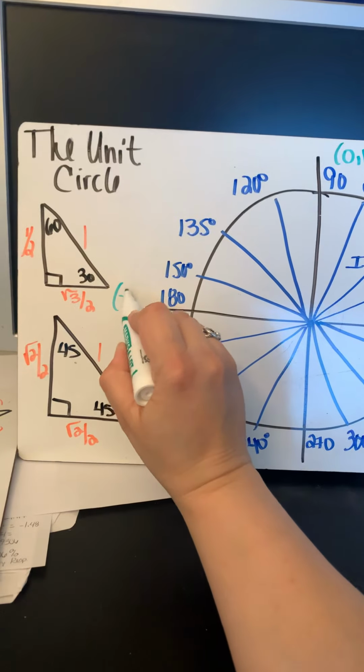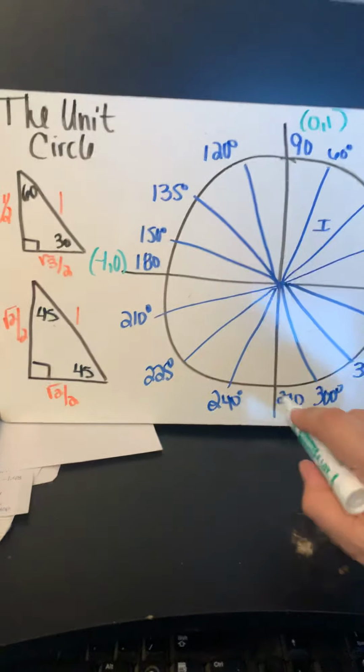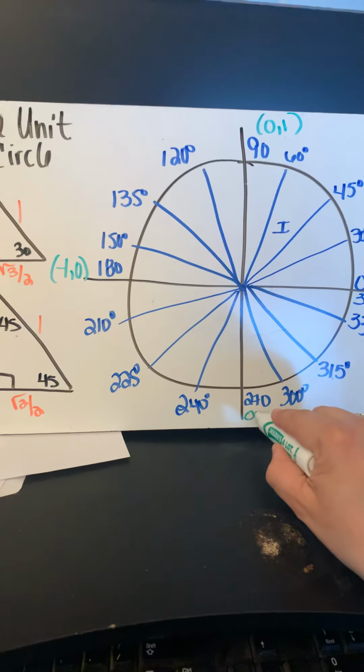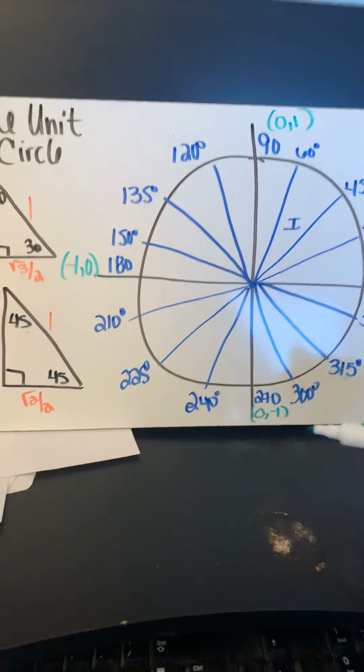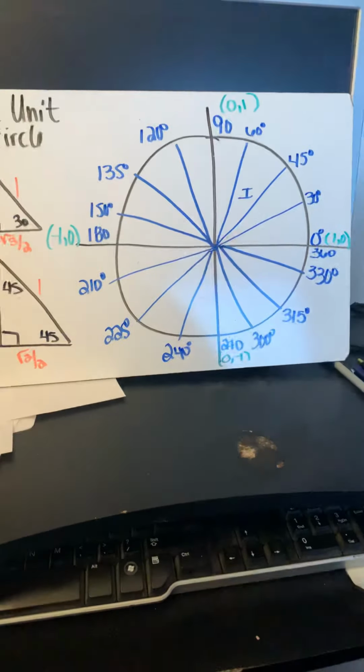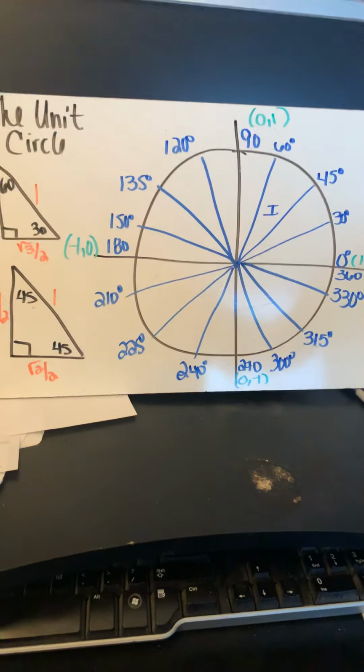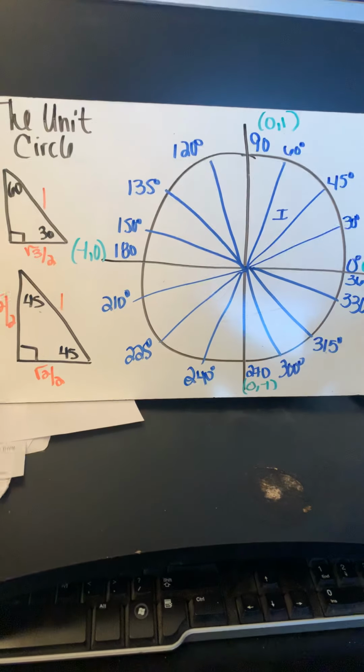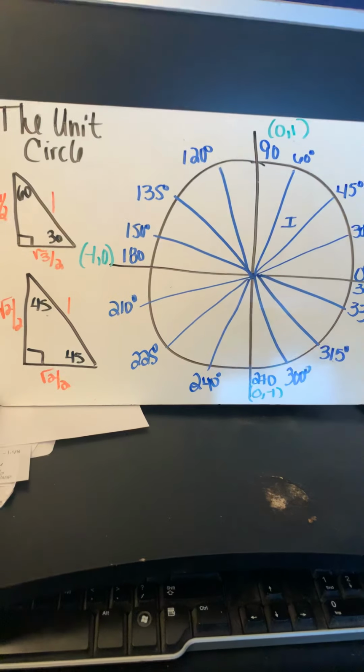This is negative 1, 0. And this one here is 0, negative 1. Okay, so those are the exact values. Now, a lot of these are written as cosine, sine.